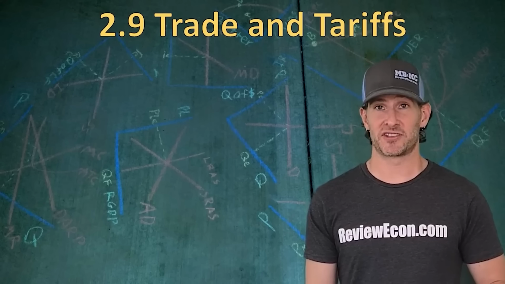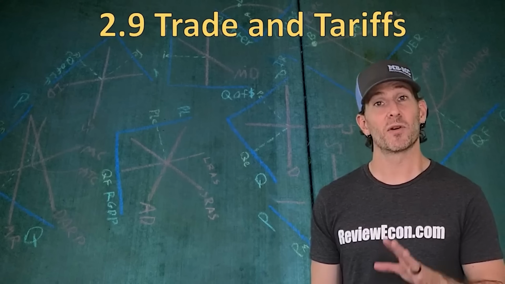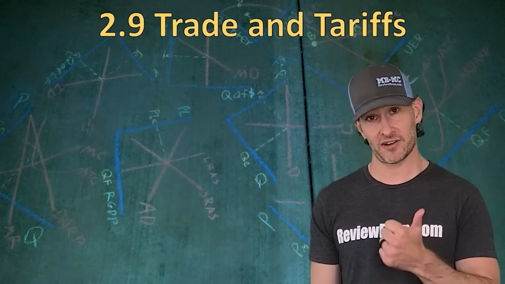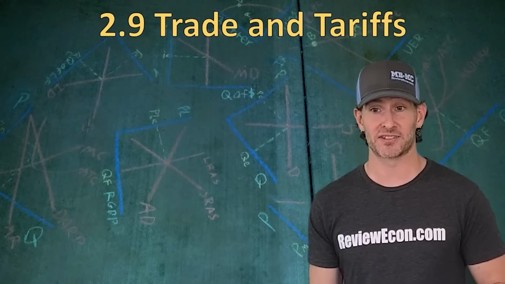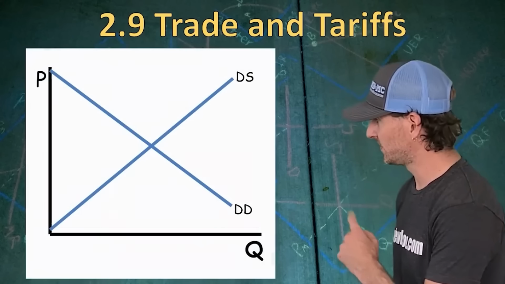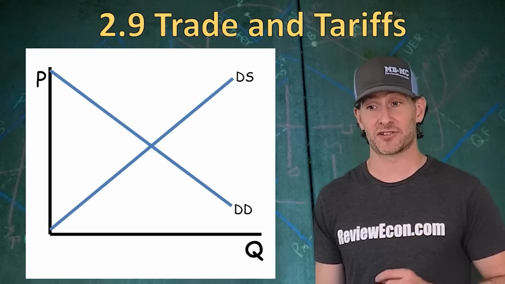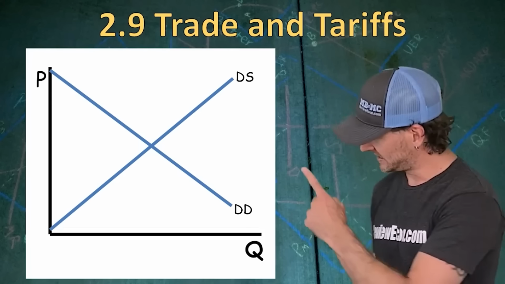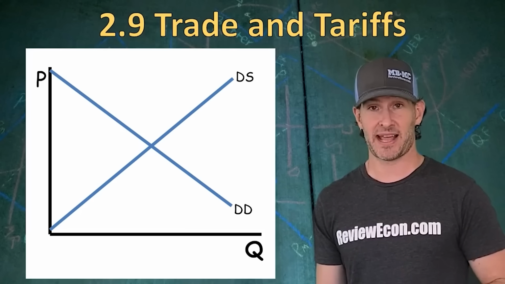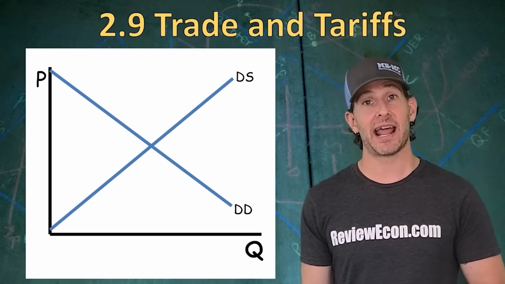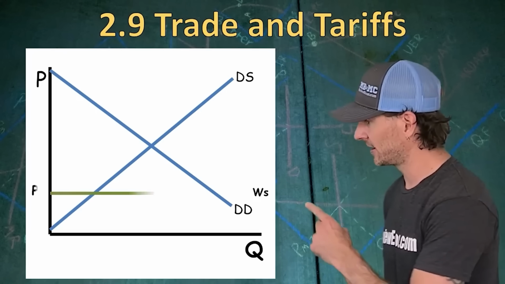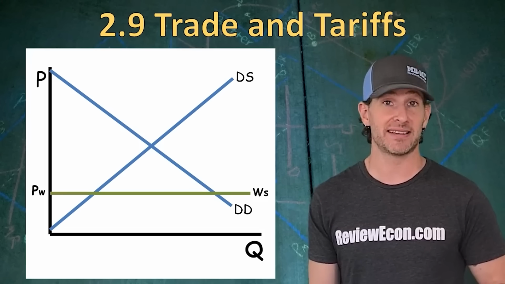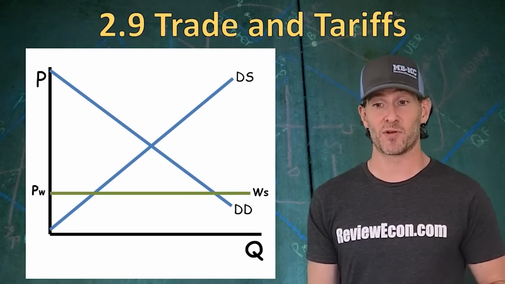The last topic for this unit is trade and tariffs. We're going to take the ideas we've already learned, supply and demand, and apply them to international trade and tariffs. Let's take a look at the supply and demand curve for international trade. We have an upward sloping domestic supply and a downward sloping domestic demand. And then we're going to add in a world supply curve at a lower world price than would be for the domestic equilibrium price and equilibrium quantity.